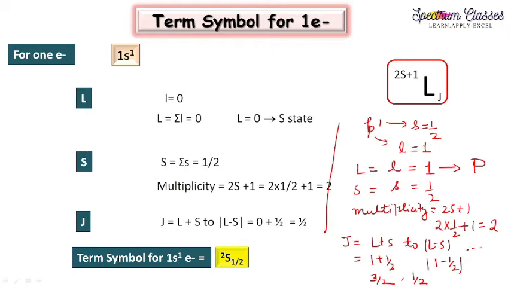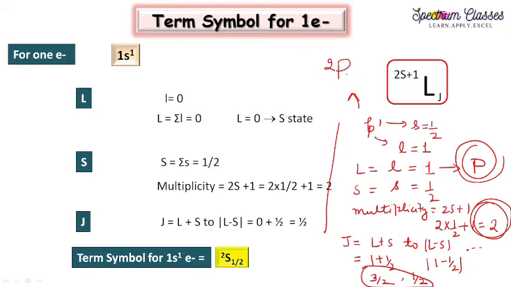Now the term symbol for this P1. Term symbol for this P1 will be 2, 2 as the multiplicity here. You just see P, this one, and these are the J values. So J is 3 by 2 and 1 by 2. So this is the term symbol. Here it is split into two energy levels. So this is how one can determine the term symbols for one electron.